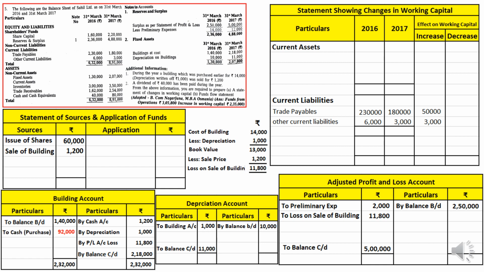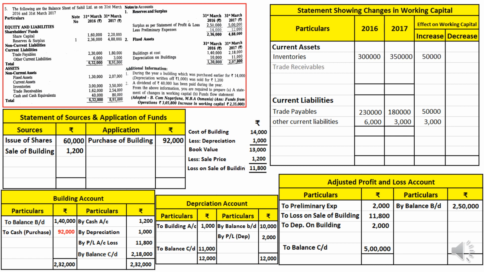It will be called as cash purchases. In the sense, in the current year we have purchased the building worth rupees 92,000, right? So once we purchase this building, it will be written as application. We are losing money, purchase of building 92,000, right? Once we are done with the building account closing, then proceed with the depreciation account closing.